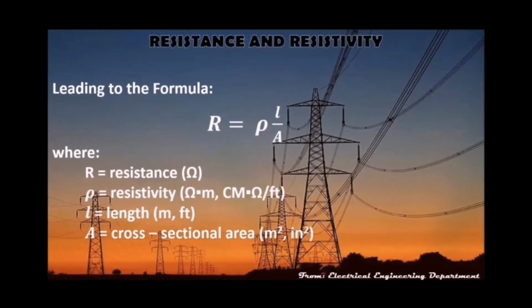Resistance and resistivity. Yung resistance and resistivity, nag-lead na siya sa formula. Yung R equals ρ L over A, where R equals resistance, yung resistance ay ohms, yung ρ naman resistivity, ohm-meters, o sa English system ay circular mil-ohms per feet. Mali ako. Ang leading formula pala ng resistance and resistivity, R equals ρ, P na maliit, L over A. Ang ibig sabihin pala ng L ay length, meter or feet. Yung A naman is cross-sectional area, which is meter squared, inches squared. And next tayo.